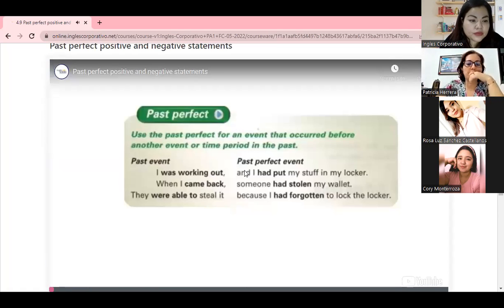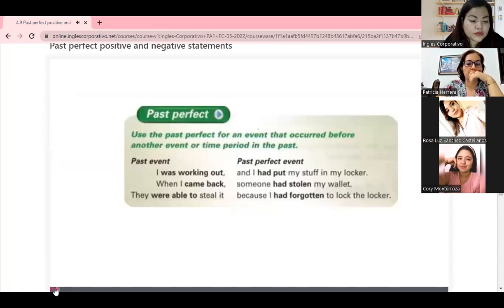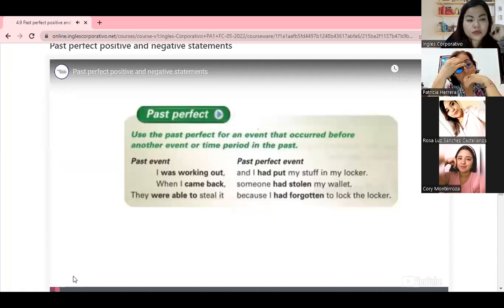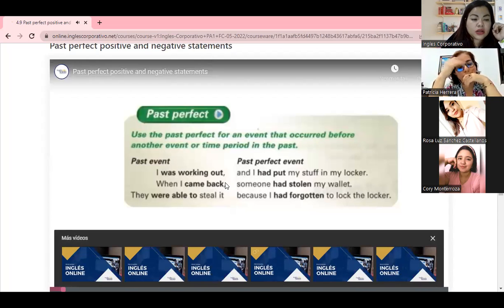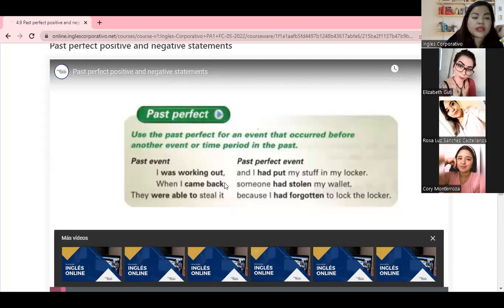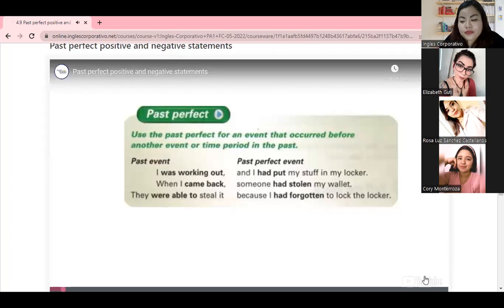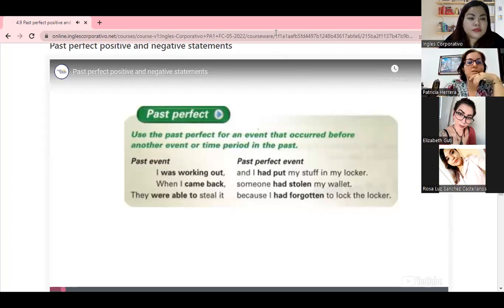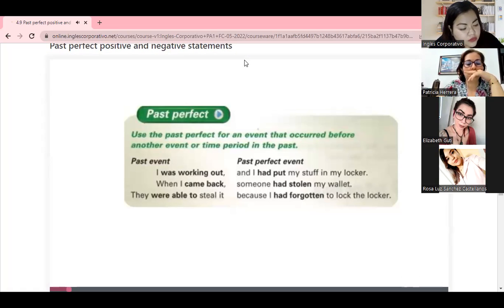Hi everyone. By the end of this class, you'll be able to form past perfect statements. We'll learn the structure and practice. So can you listen? Yes. Okay. So let's get started. In our previous lesson, we learned about the past perfect. And it's always important to keep that in mind. We use the past perfect to express an event that occurred before another event in the past.